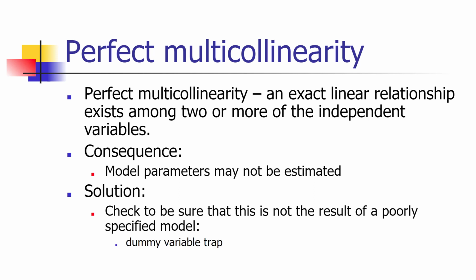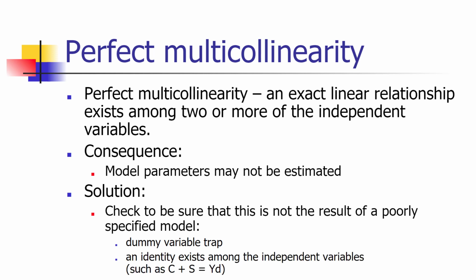The most common example of that is when you fall into the dummy variable trap, where you include a set of dummy variables that represent a set of mutually exclusive and collectively exhaustive outcomes, where when you add them all together, they add up to a column of ones, which would be perfectly collinear with the constant term. It also occurs if there's an identity that exists among the independent variables. For example, if you're dealing with national income accounts, we know that disposable income is defined to be the sum of consumption and savings. If you included consumption, savings, and disposable income all as independent variables in some equation, you'd have a perfect multicollinearity issue.